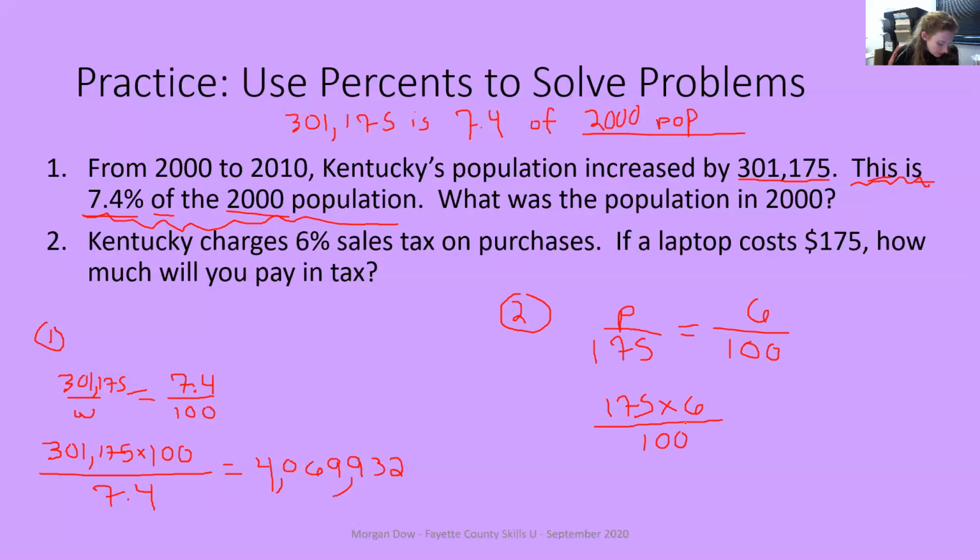So 175 times 6 gives us 1,050, divided by 100 gives us 10.5. Since we're talking about money here, the amount of tax we're going to pay, the amount of sales tax, we will rewrite this as money. So this will be $10.50. So if you buy a $175 laptop, you will pay $10.50 in taxes.